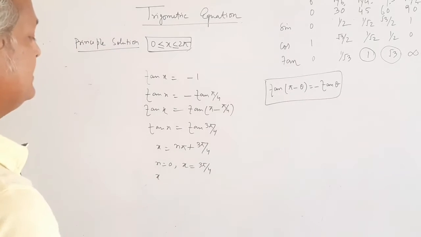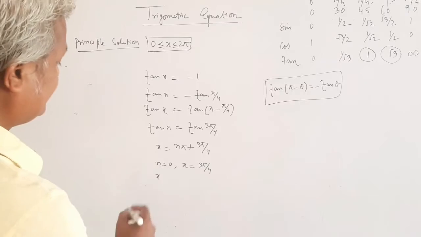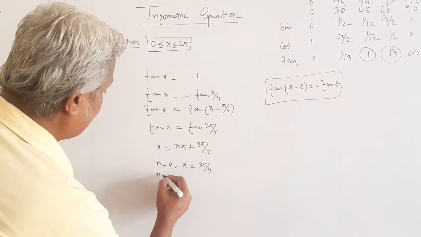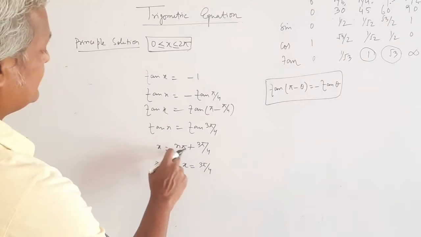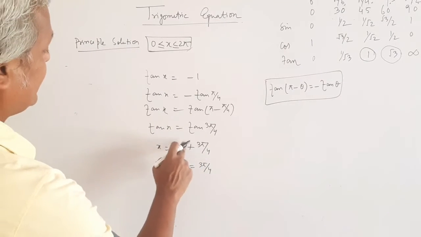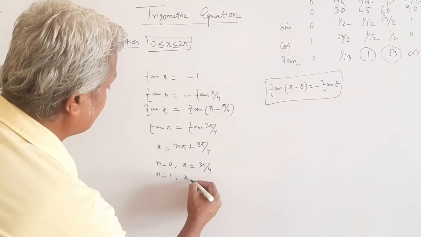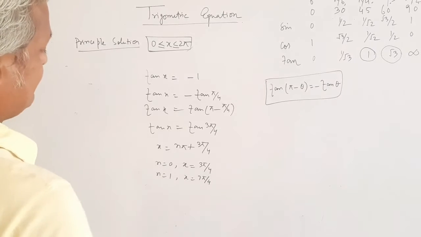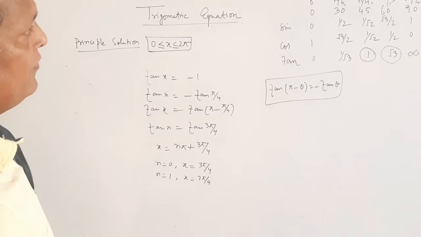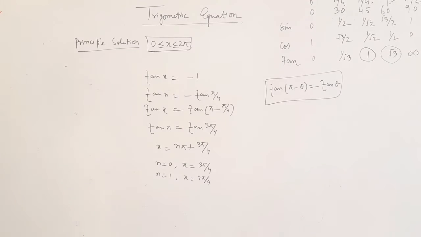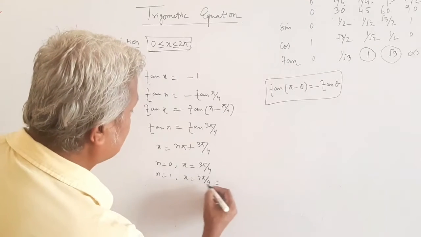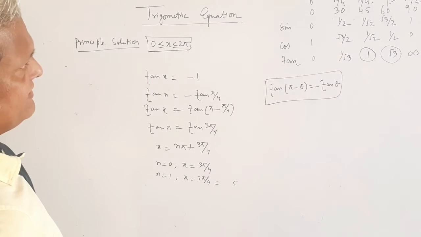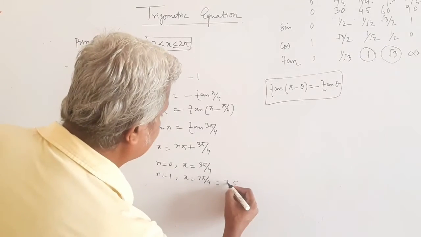So for n as 0, the first value we get is x as 3 pi by 4. If I write n as 1, then I get 4 and this becomes 7 pi, so x equal to 7 pi by 4. So 7 pi by 4 is 45 into 7, that is 315, since 7 4s are 28 and 3 3s are 15.